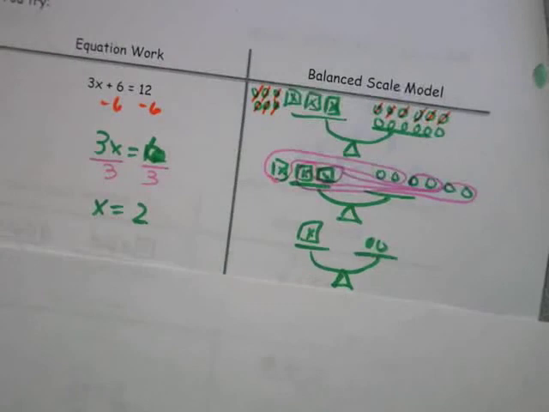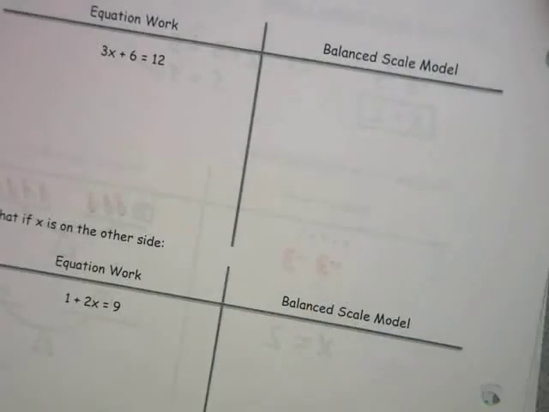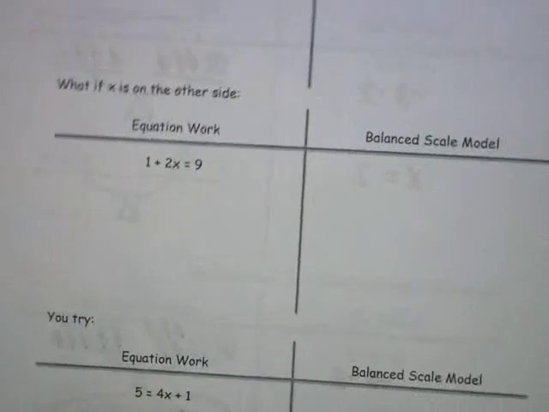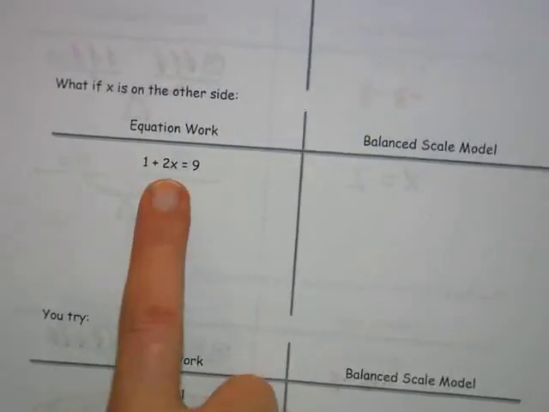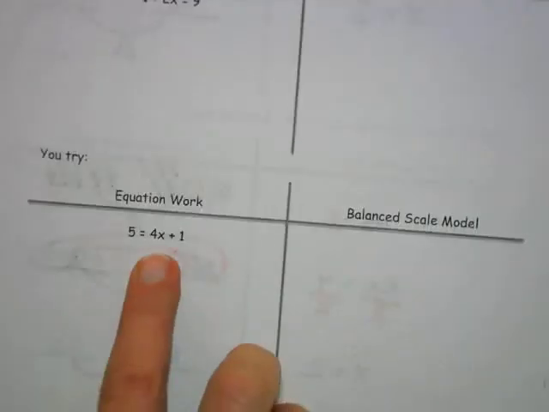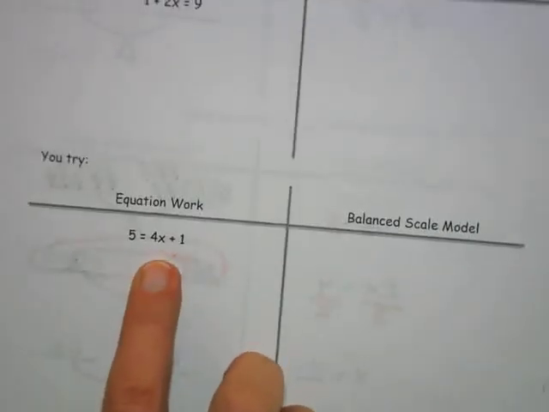All right, the next one says, what if x was on the other side? So in this one, I put the x just in the different spot on the left, and then the next one, I put it over on the right. Is it going to change the problem at all? No, it's not going to change the problem at all. So we'll do one more balanced scale together here. 1 plus 2x equals 9. And if this is super easy, that's a good thing. It's not always bad to have a super easy thing, right?